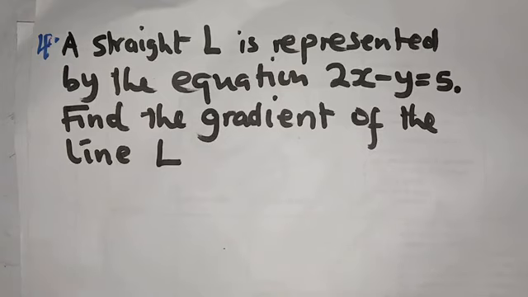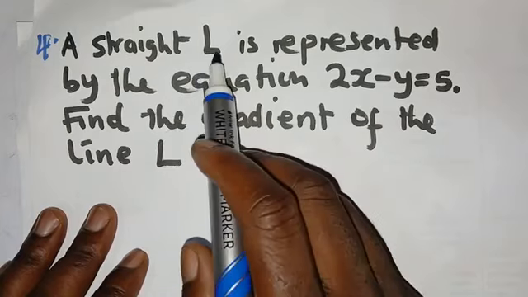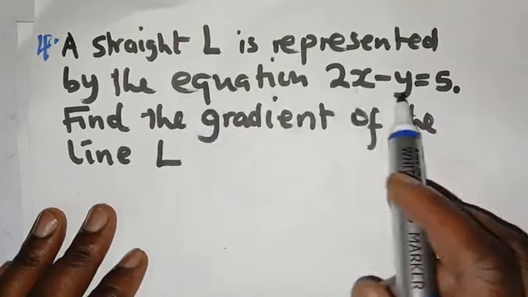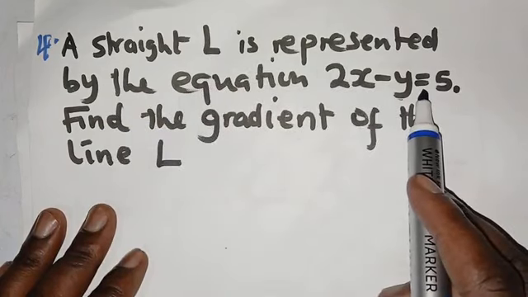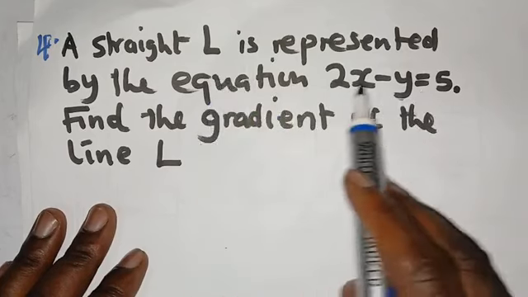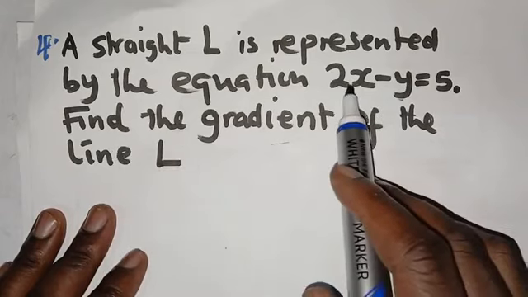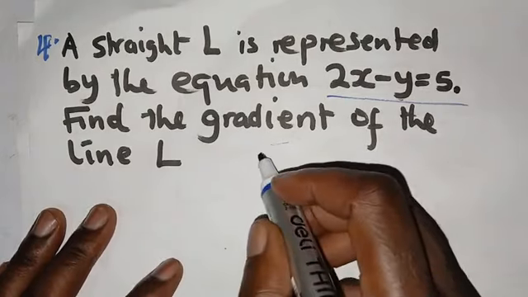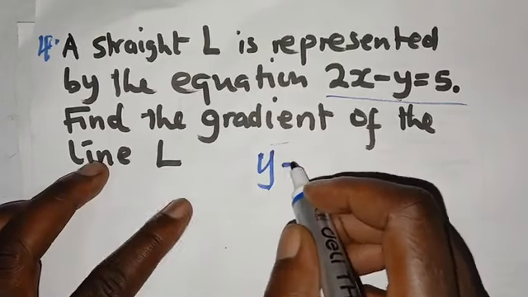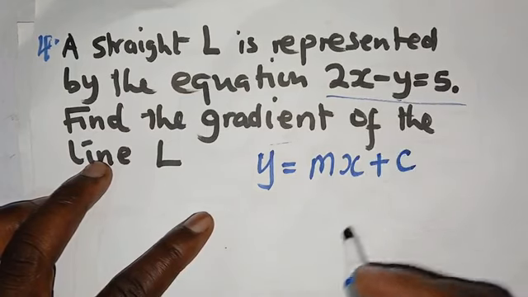Okay, so let's look at this question now. We are being told that a straight line L is represented by this equation. Find the gradient of the line. In other words, we're just saying find the gradient of this equation. That's the question here. So to find the gradient of this equation, we need to write this equation in this form: y equals mx plus c.